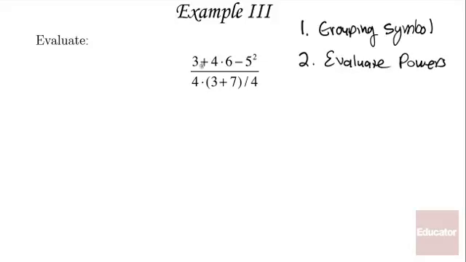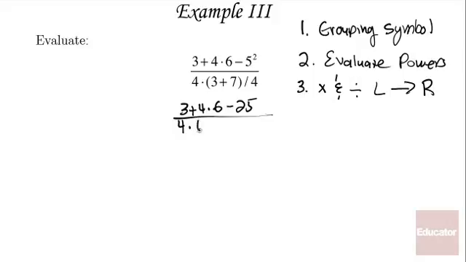on the numerator, I don't have any grouping symbols within that numerator, but I do have a power. This becomes 3 plus 4 times 6 minus 25. Multiply and divide from left to right. So my denominator is just staying the same. Now I'm going to multiply 4 times 6, so that's going to give me 24, minus 25, still no change on that denominator because I'm handling it separately.